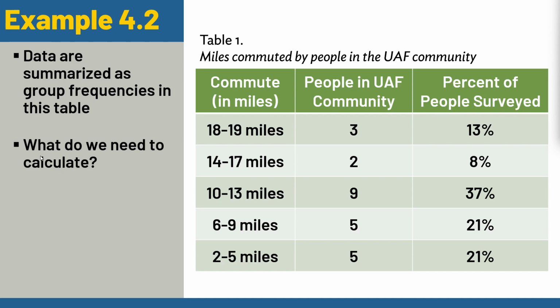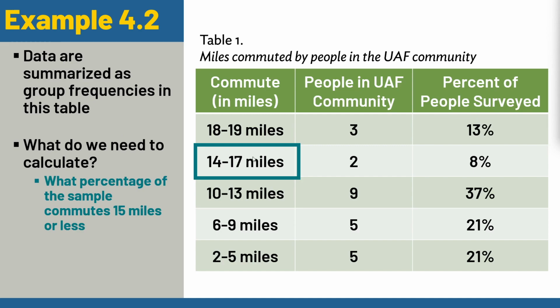That's ballpark, though. Let's say our boss is a stickler and wants an exact number. So what we want to calculate is the percentage of the sample that commutes 15 miles or less. We want that precise. In other words, we need new columns. Everyone's favorite thing. Let's add some columns to this.